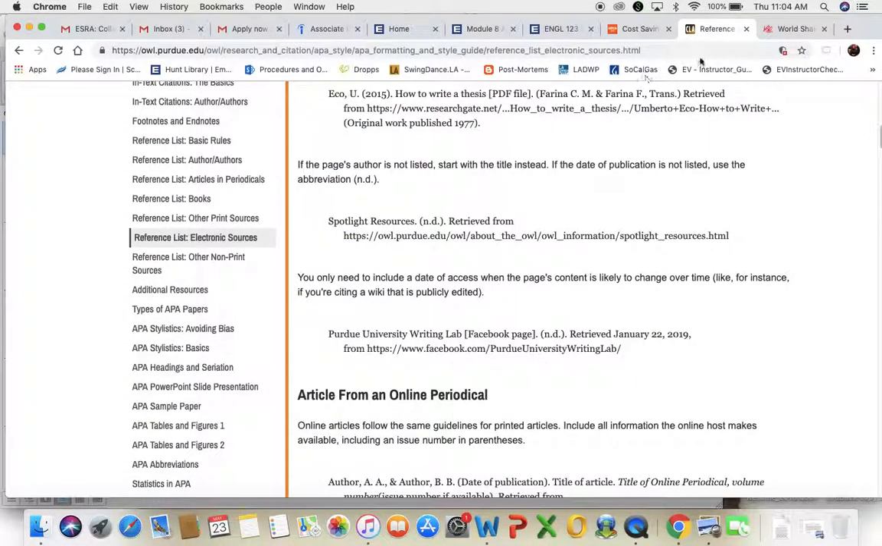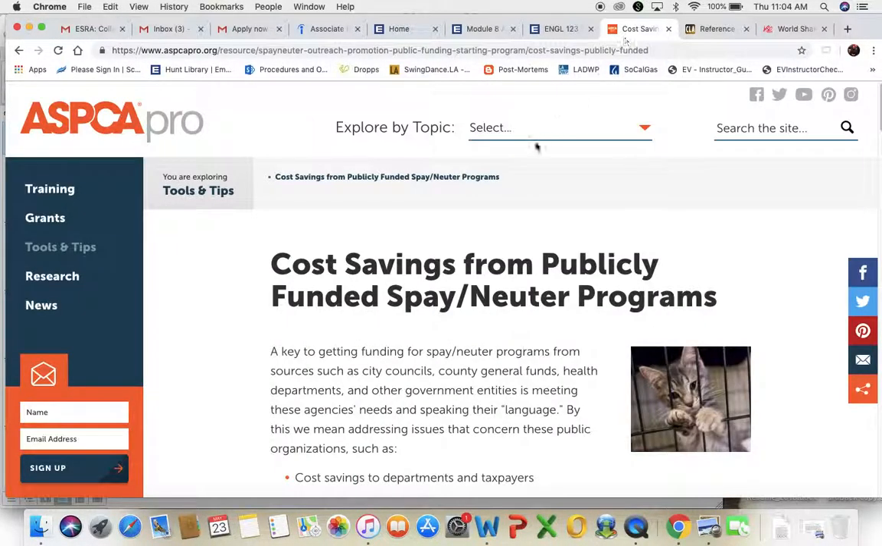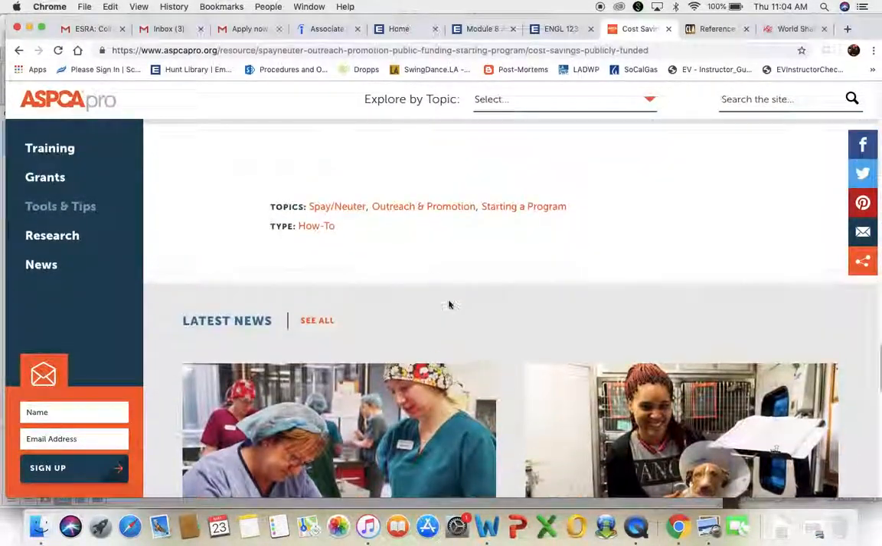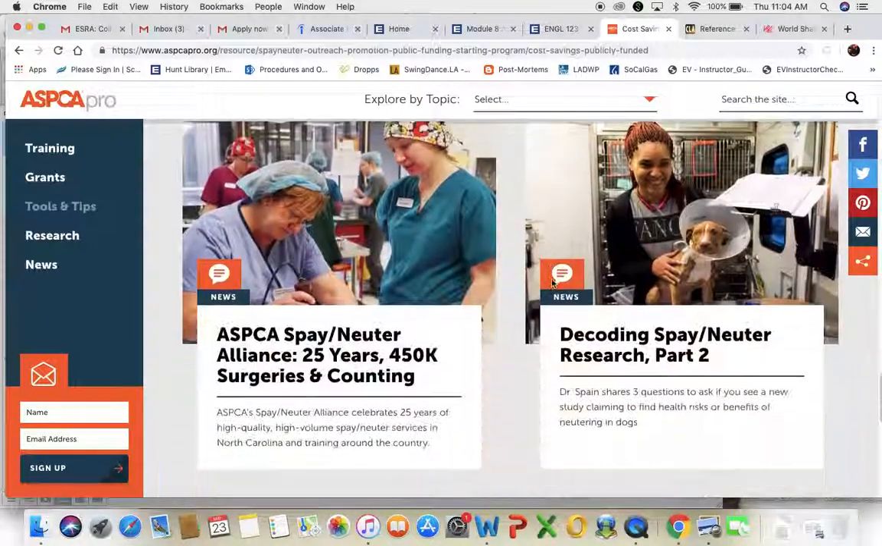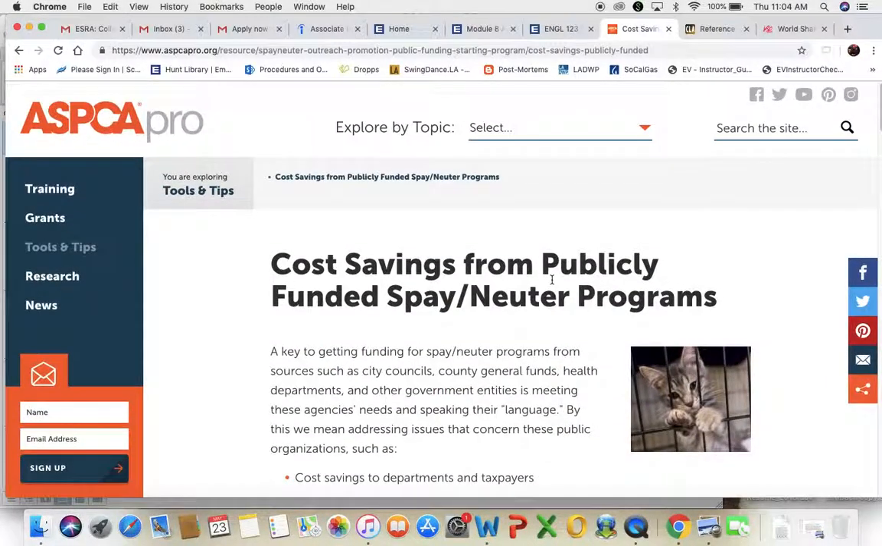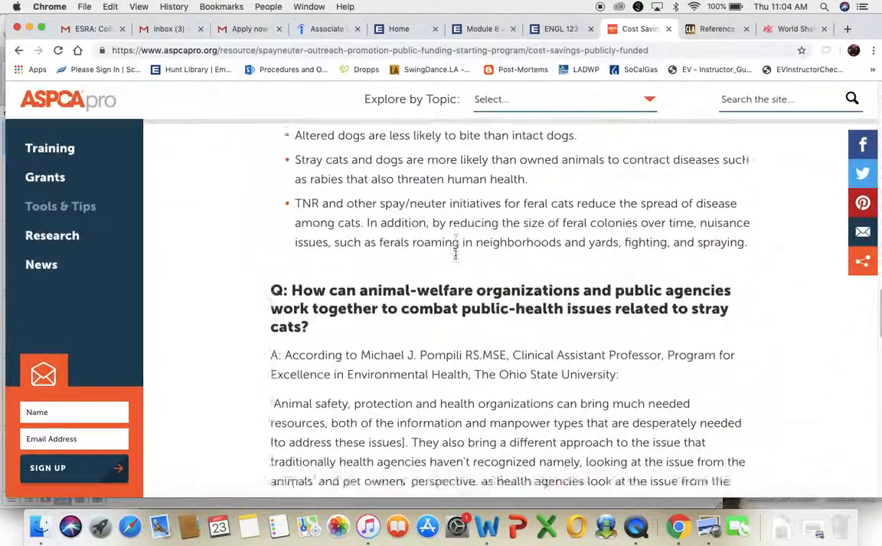On this particular source, you want to look for the first two major things, which are: is there an author, and what's the title? We have the title here, the cost savings from publicly funded spay-neuter programs. There's no author, I didn't see one. Sometimes an author is listed at the end of an article, but there is none here. So we're going to presume there's no author. We also want to know the publisher, obviously the ASPCA, and then the date.